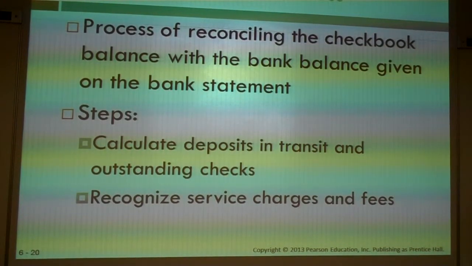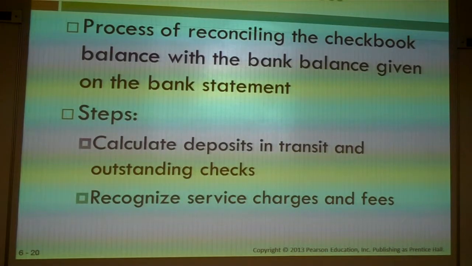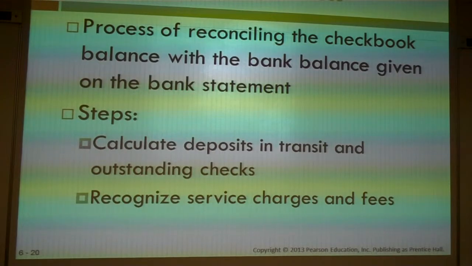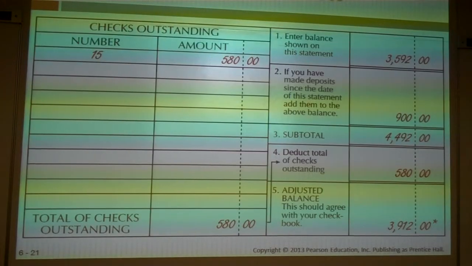We're going to calculate the deposits in transit and the outstanding checks, and we're going to process those service charges and fees. The first one under the steps, those are things that the bank doesn't have yet that are already in our account. And the second one, recognize the service charge and fees, that's what the bank has already processed, but we probably don't have that in our checkbook. We need to record it in the checkbook, and then we also need to record it in a journal entry.